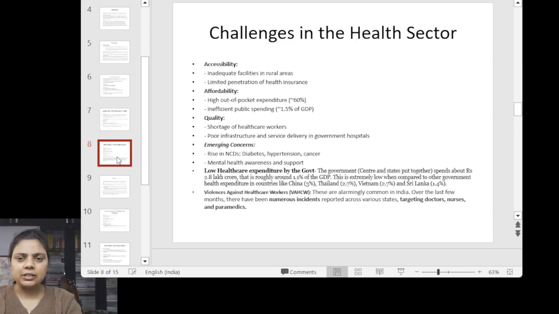And the next is that the contribution from GDP is not much, and I have given you further factual information. In the low health expenditure by government point, you can see the neighboring and poorer countries: China has spent around 3%, Thailand 2.7, Vietnam 2.7, Sri Lanka 1.4, and India 1.5% of GDP. We can hope that in future we are going to see an increase in this expenditure from the government side as well.